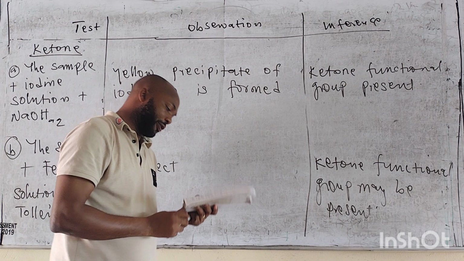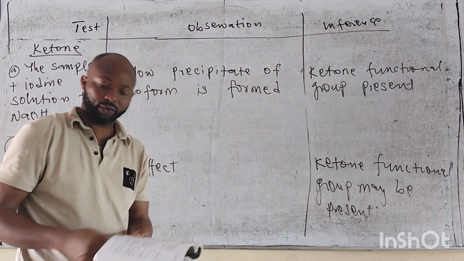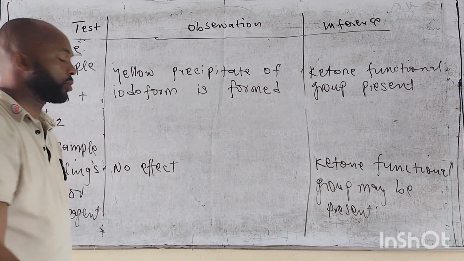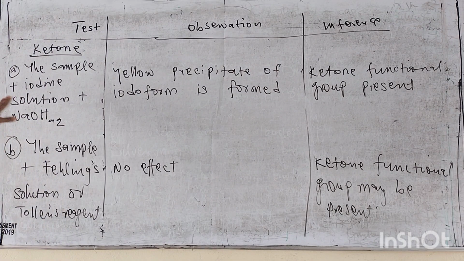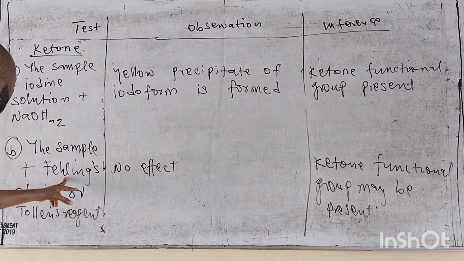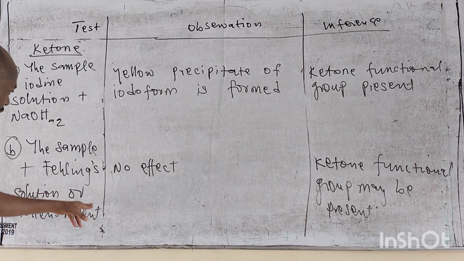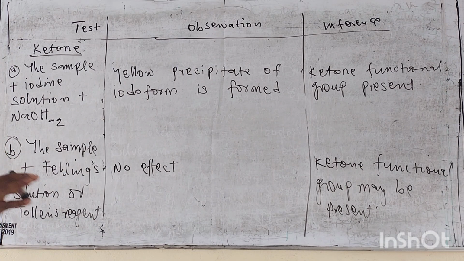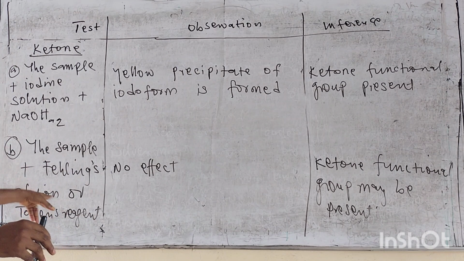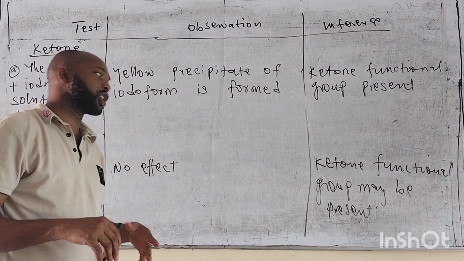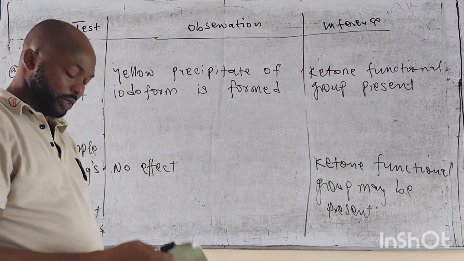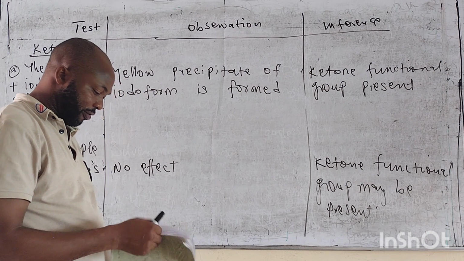For the test for alkanones, which are the ketone group, we say the sample plus iodine solution plus sodium hydroxide, a yellow precipitate of iodoform is formed. Ketone functional group present. The sample plus Fehling's solution or Tollens reagent, no effect. Once there is no effect with these two, we say the ketone functional group may be present. Let's see if we still have more to do.